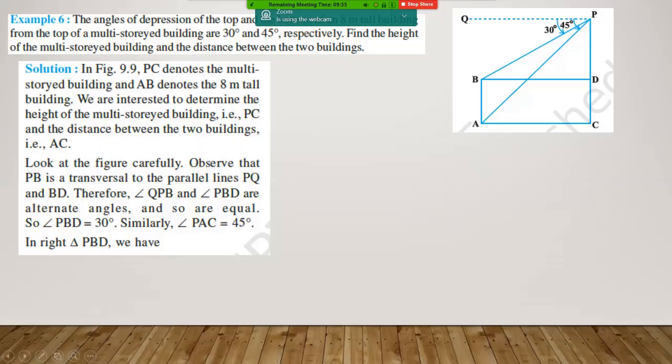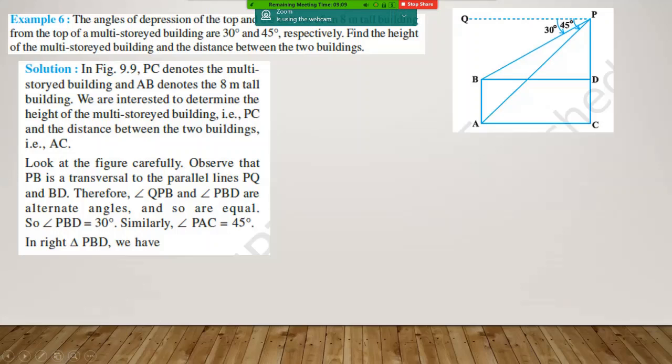The top of the tower and the bottom of the tower. So it makes an angle of 45 degrees with the foot, and an angle of 30 degrees with the top of the tower. So in the figure, this denotes the multi-storied building, and this is the 8 meter tall building.